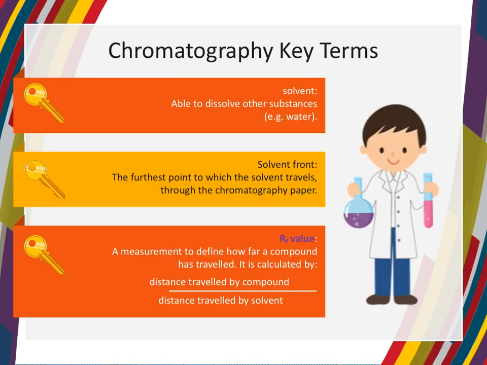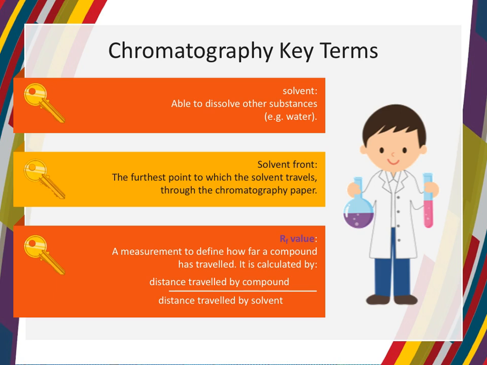Right, some key terms for chromatography, and these are lots of the words that we used earlier. So solvent, that's something that's able to dissolve other substances. Something called the solvent front. As the solvent soaks up through the paper, the point that the solvent reaches when you finish is called the solvent front. So the furthest point to which the solvent has travelled up the chromatography paper.